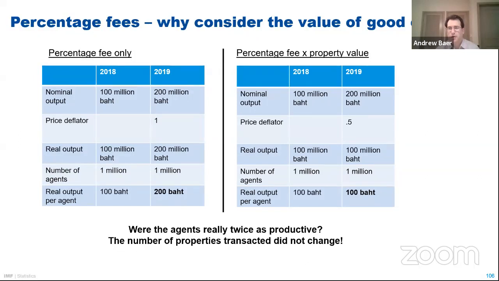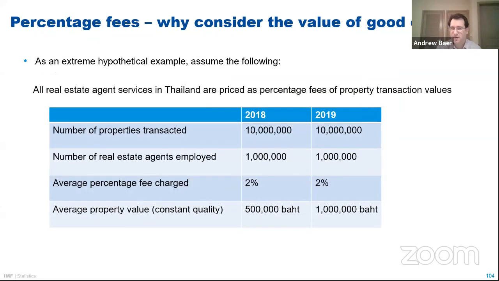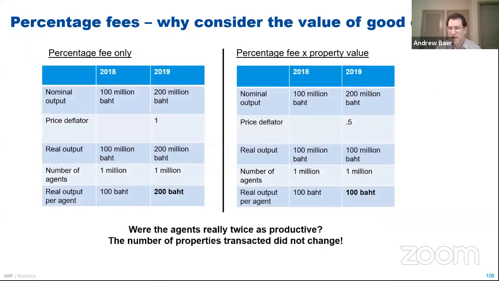If we include the value of the asset in our price index, now we would deflate the increase in nominal output that's coming from increased home value. And we would show that there was no change in each agent's productivity, because remember, each agent sold the same number of homes in 2019. We go back to this example here, right? The same number of agents transacting the same number of homes. All that's changed is that the homes are now more valuable.